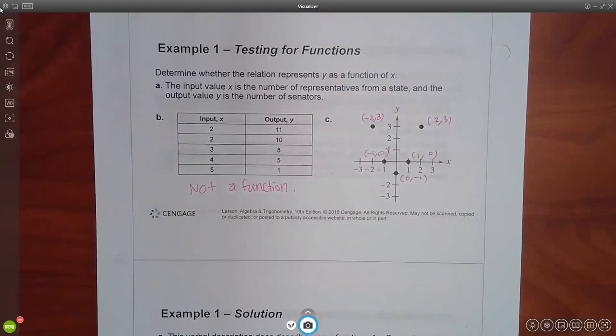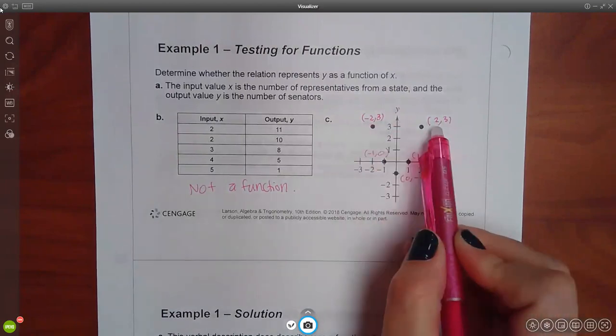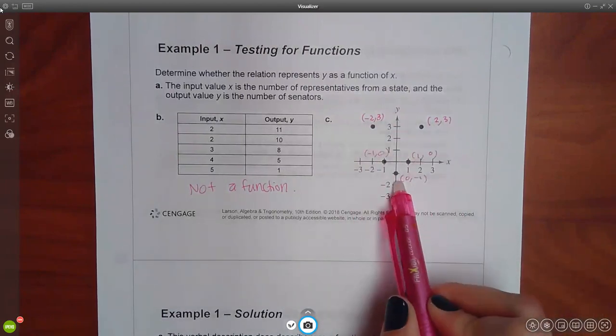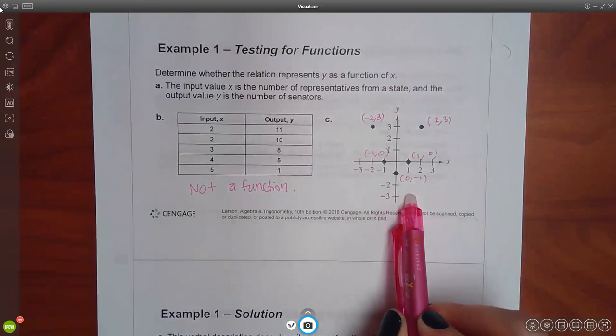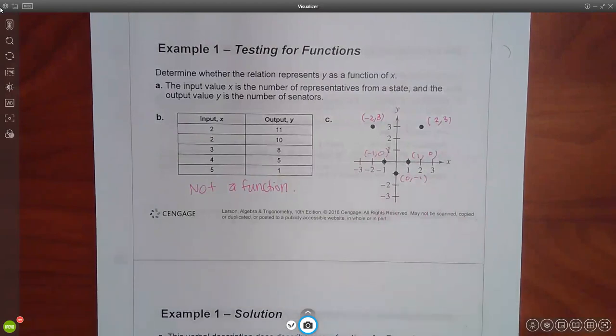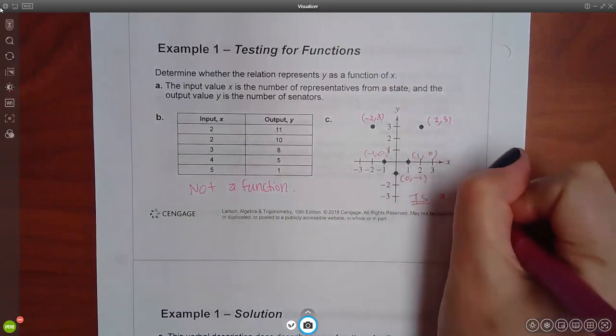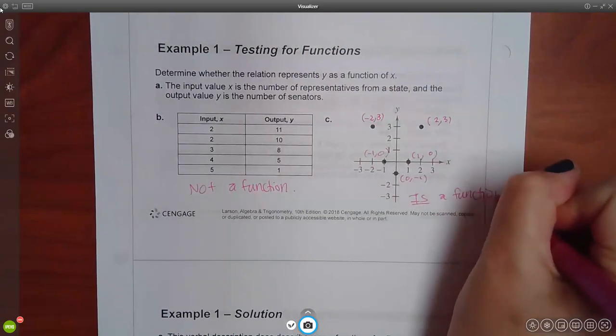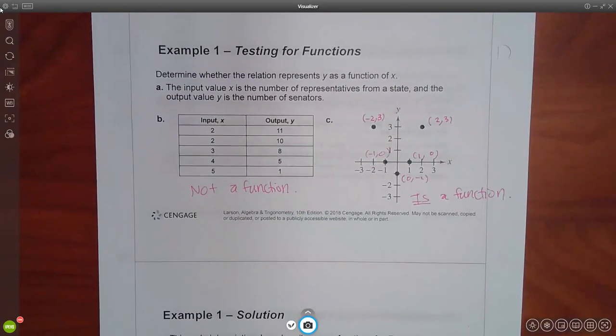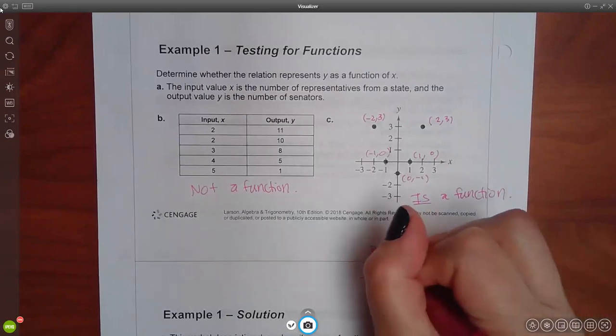But you can see, do any of those x values repeat? No, we have -2, +2, -1, +1, and then 0 for x, right? None of the x values repeat. So then is this one a function? Yes. There's another way to do it, because what if I give you this?